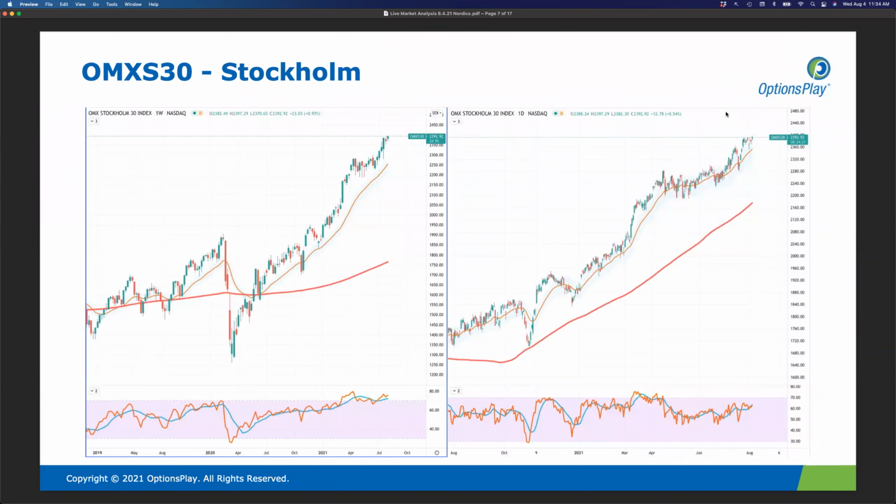So let's first take a look at the OMX S30, which is the Swedish index. As you can see on the weekly chart, very strong uptrend. There is no doubt about the trend of the market. It is very much straight and up to the right. And if we look at the index itself, we haven't seen a lot of progress here over the past week and a half or so, but it is starting to continue to push higher here to the upside.